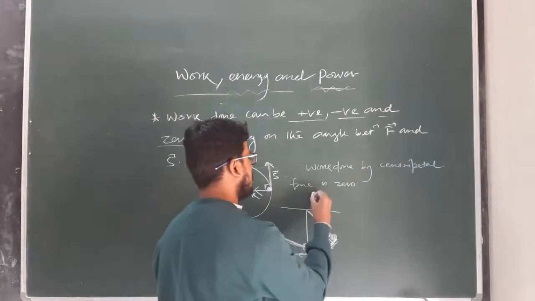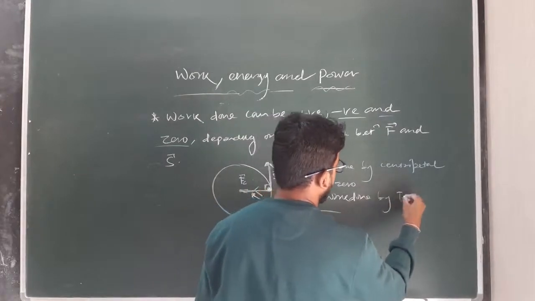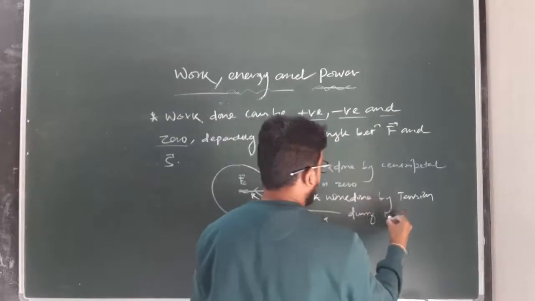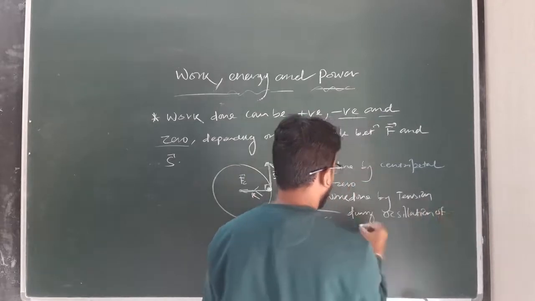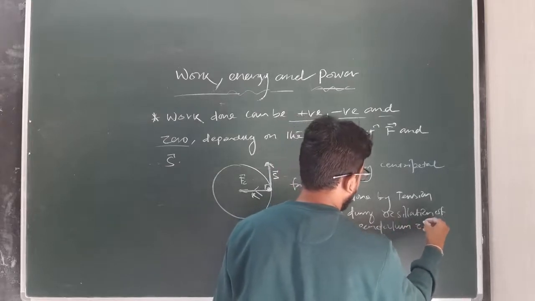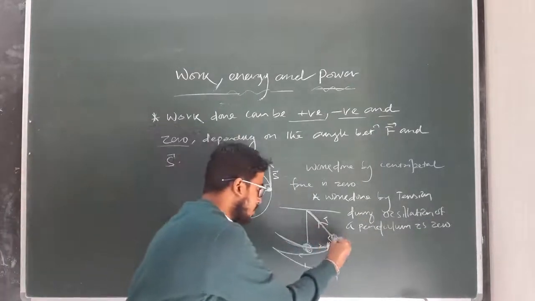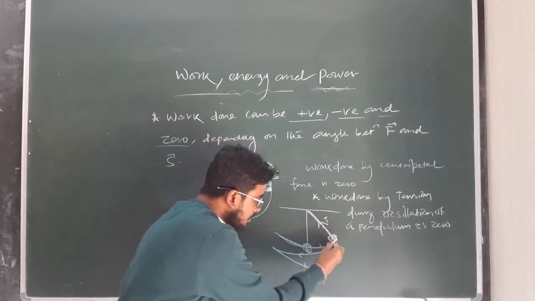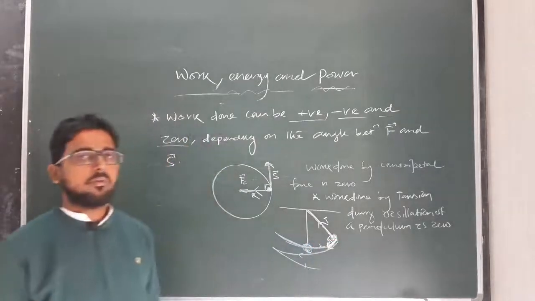That's why the work done by the tension during the oscillation of a pendulum is 0. So here we can write another example, work done by tension during oscillation of a pendulum is 0. Clear? So work done during the oscillation of a pendulum is 0 because the tension always acts along the string and the displacement at any instant is tangential. That's why the angle between them is 90 degrees, so the work done will be 0.